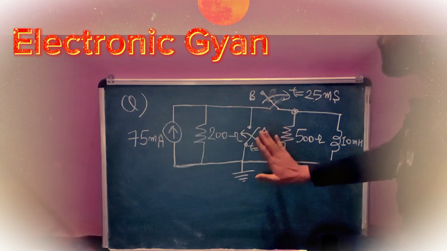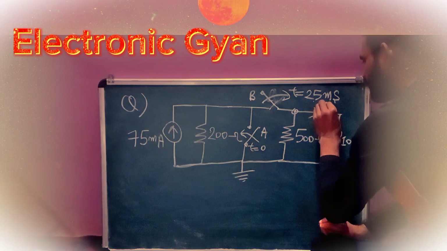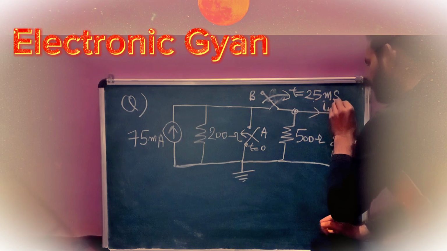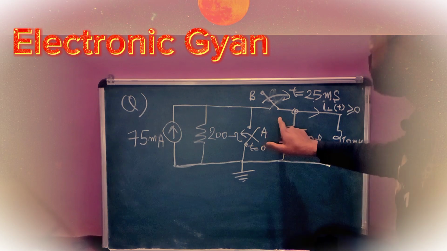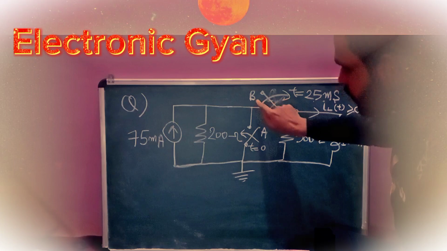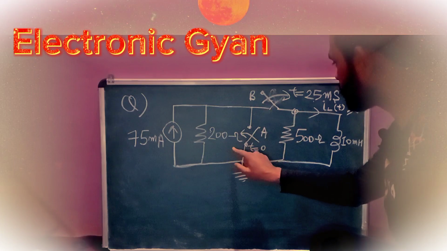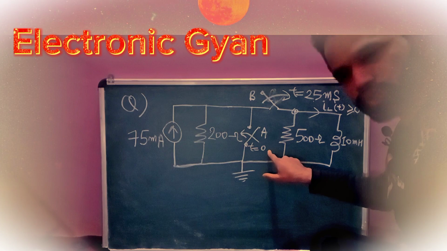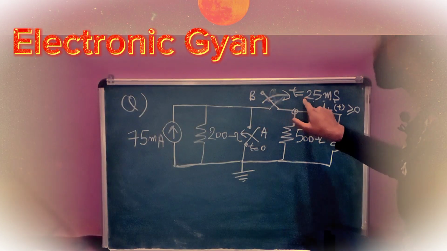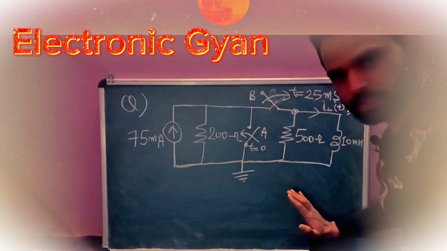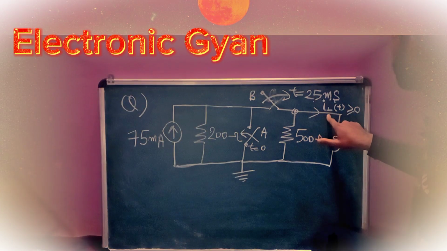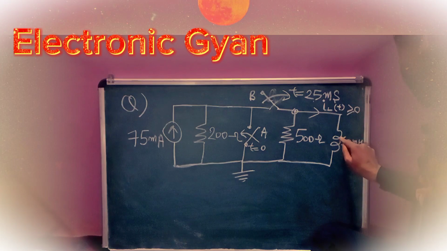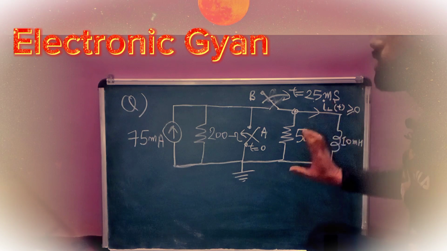So this is our circuit, and we have to find the current IL of t for t greater than or equal to 0. These are the two switches, A and B. Switch A is going to close at time t equal to 0, and switch B is going to open at time t equal to 25 millisecond. So we have to calculate the current passing through the inductor for time t greater than or equal to 0.